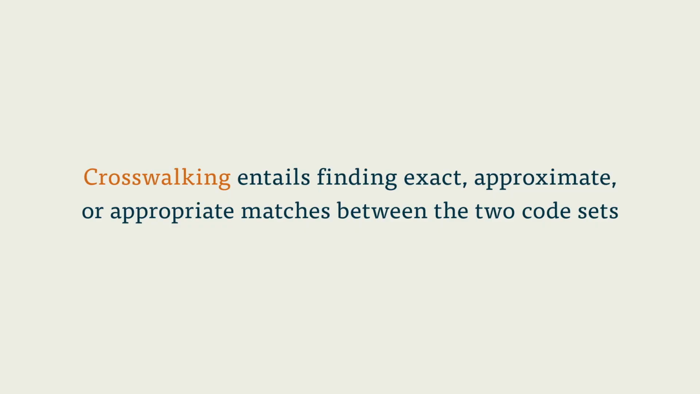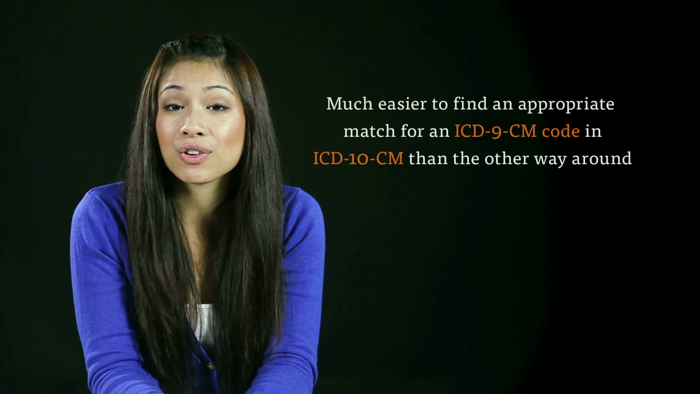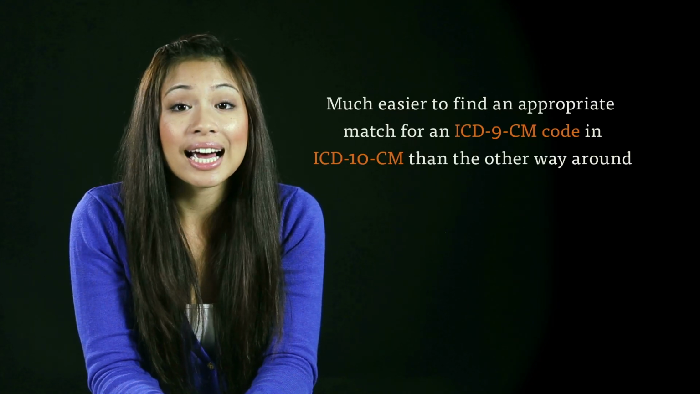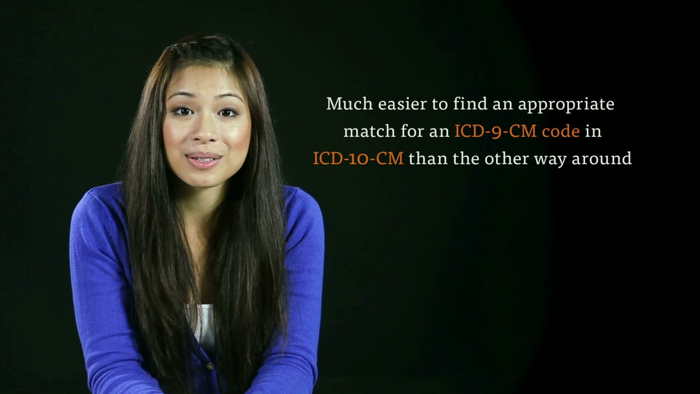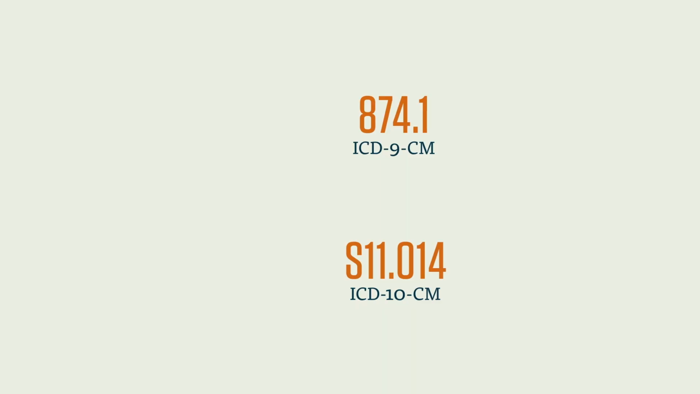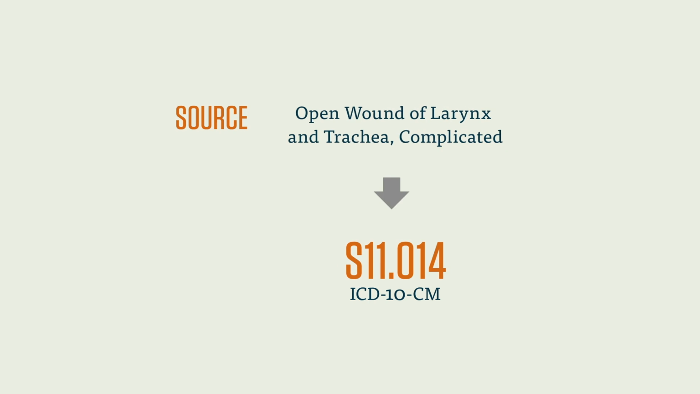You can crosswalk between any two code sets, but for the sake of simplicity, we'll confine it to ICD-9-CM and ICD-10-CM. Crosswalking entails finding exact, approximate, or appropriate matches between the two code sets. Since there are far more codes in ICD-10-CM than ICD-9-CM, it's generally much easier to find an appropriate match for an ICD-9-CM code in ICD-10-CM than the other way around.